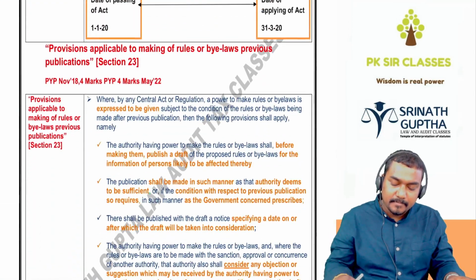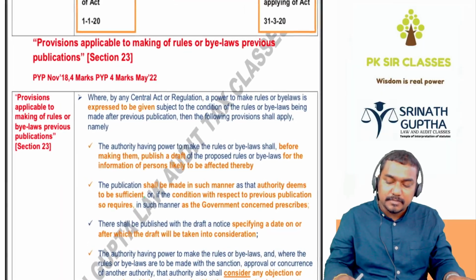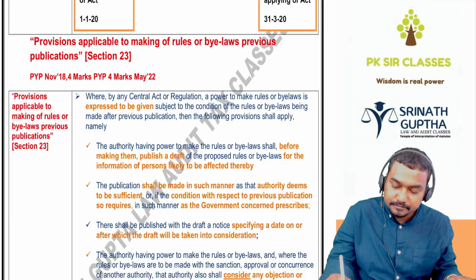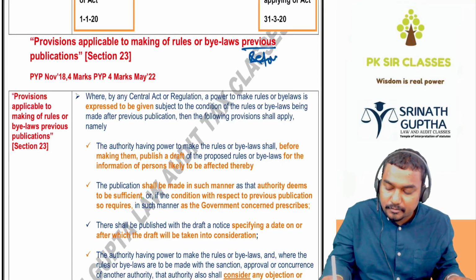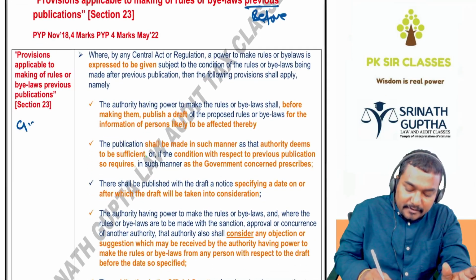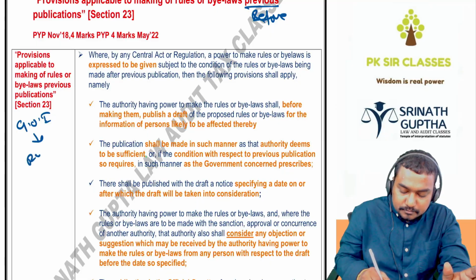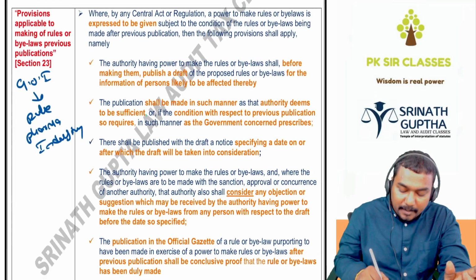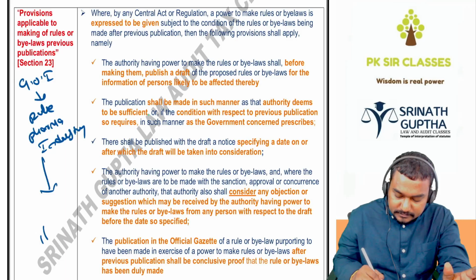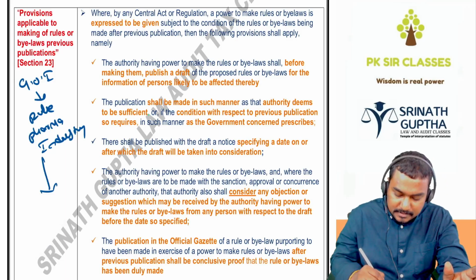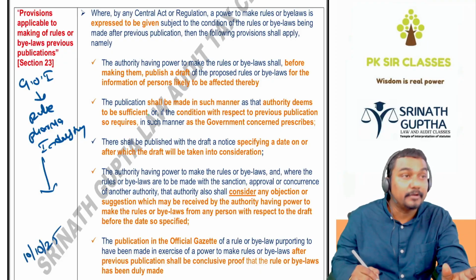Next, provisions applicable to making of the rules, bylaws: previous publication. Previous means before publication. So for example, the Government of India wants to make a rule for the pharma industry. Which industry? Pharma industry. They want to apply this rule from, for example, 10/10/25. The Government of India wants to make some rule for the pharma industry from 10/10/25.